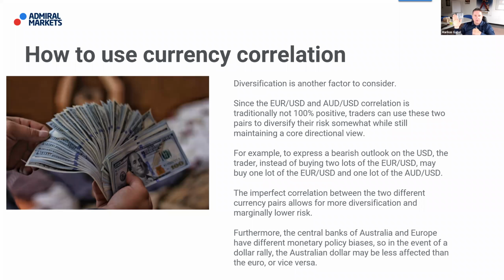Let's take an example to express a bearish outlook on the USD. The trader, instead of buying 2 lots of Euro USD, maybe it could be interesting and a good thing to buy 1 lot on Euro USD and 1 lot long on Aussie USD. This is how you can diversify your accounts.